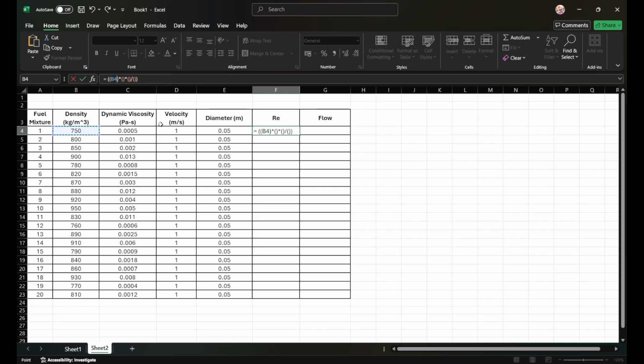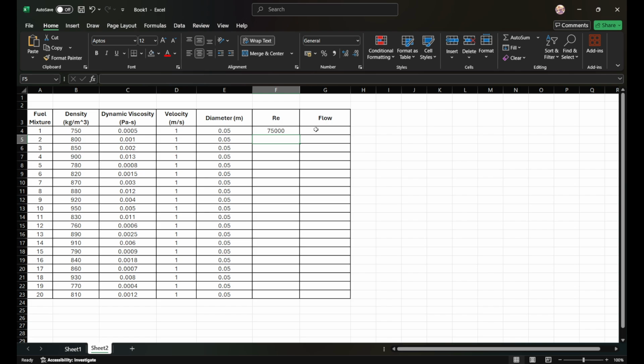Then we pick the velocity. And then we go here, we choose our diameter. And from here, again, we're just making the formula from scratch. So there it is. The Reynolds number here is 75,000, which would signify that our flow is turbulent.